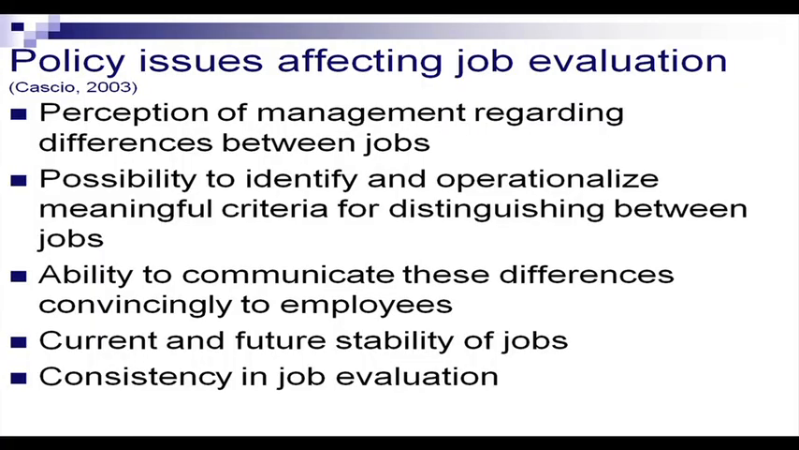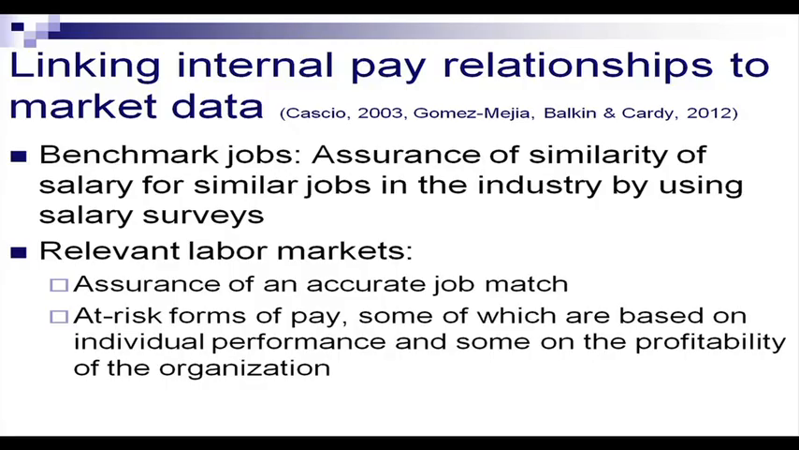Then we talk about consistency of job evaluation. How do we evaluate jobs? Jobs should be evaluated in a very consistent manner. Different jobs need to be compensated in a consistent, standardized manner, so people feel that they are being treated fairly. How do we link internal pay relationships to market data? We benchmark our jobs. We find out how people doing similar kinds of jobs are being paid, and we compensate them for that, and we say, okay, this is the minimum that we will give to our employees.